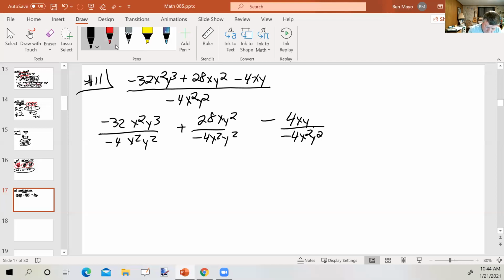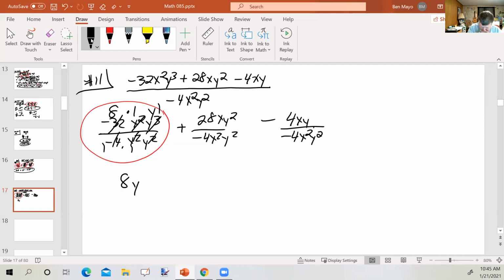Now, let's focus on this first term. Negative 32 over negative 4 reduces to 8 over 1. X squared over x squared is either 1 or x to the 0 power, which is still 1. So we get 1 over 1. Y cubed over y squared is y to the 1 power. So we get positive 8y. Any questions there?